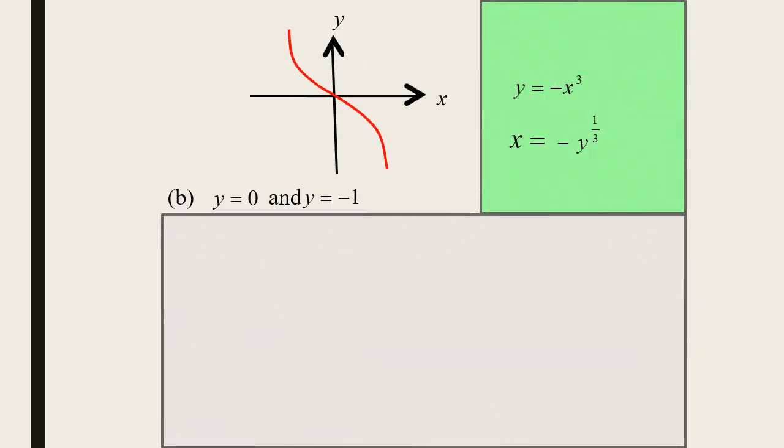So, for question B, it's the area between y equal to negative x cubed, the y-axis, and y equal to 0 and negative 1. Negative 1 is below 0 here. So the area bounded by all of these four pieces of information is here. Okay, so how to find the area? Notice that this region is on the right side of the y-axis, which means that we don't have to put the absolute notation.